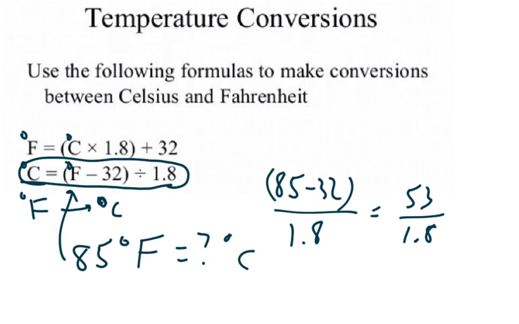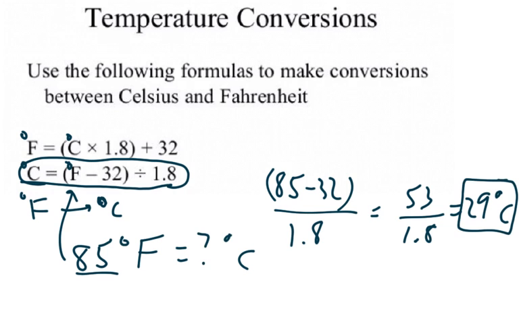And since the last thing we're doing here is division, notice there's two significant figures here. We'll round it to 2. I got 29.44. Let's just call it 29. And that would be the answer in degrees Celsius. It would be 29 degrees Celsius.